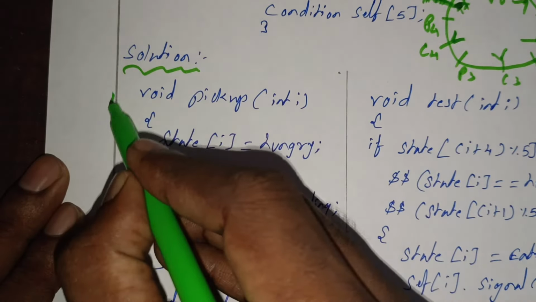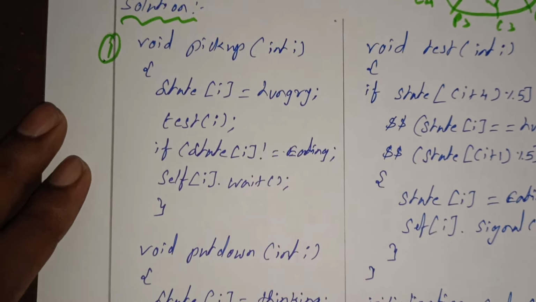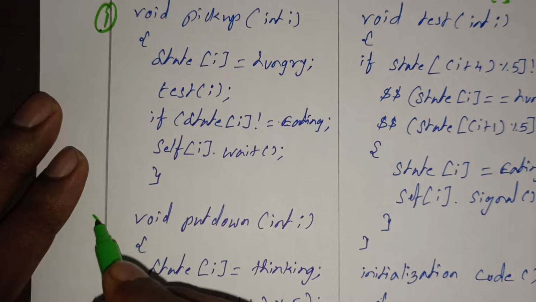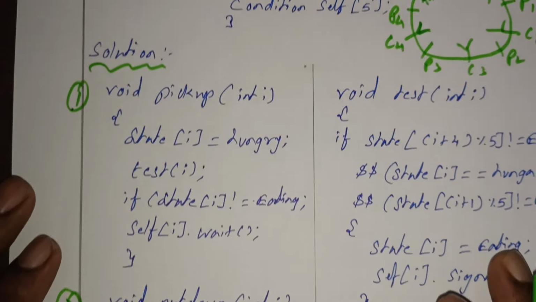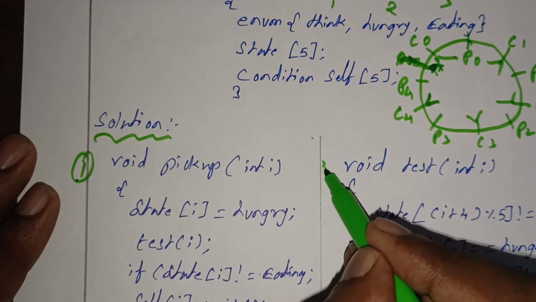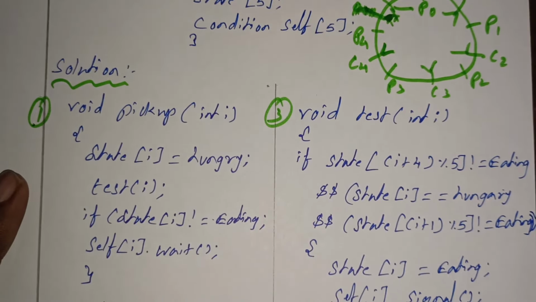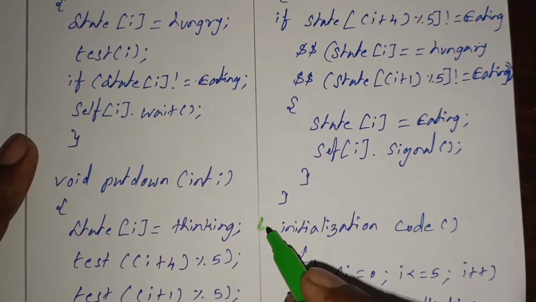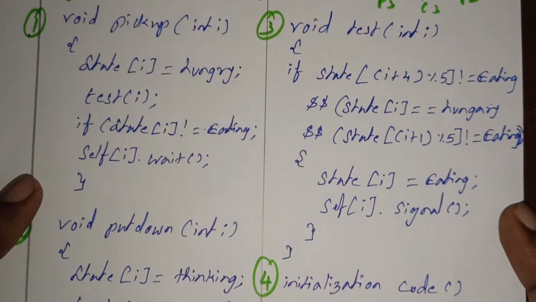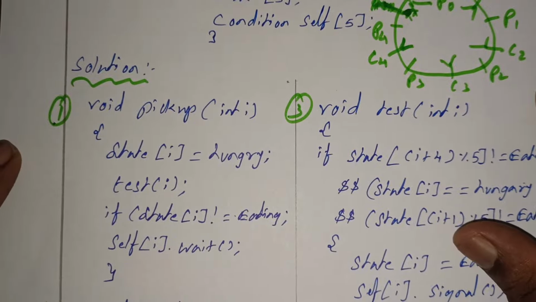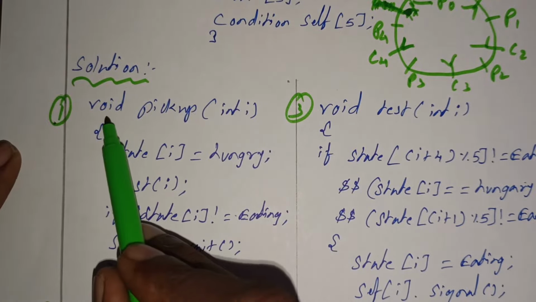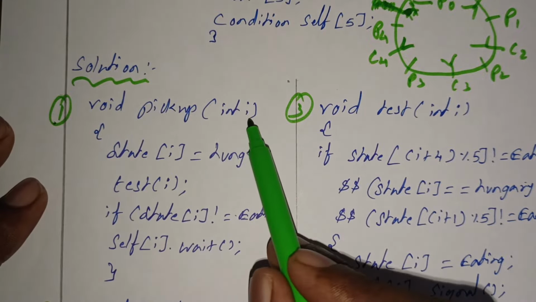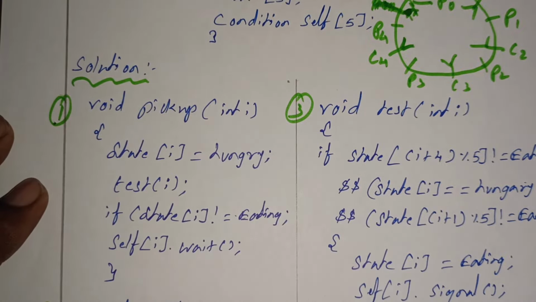Here I have divided this particular algorithm into 5 parts. Number 1 is pickup, number 2 is put down, that is dropping, number 3 is to test whether the chopsticks are available or not, and number 4 is for initialization of the code. Let's check how this solution works. Now listen, why pickup int i? i will initially always start with philosopher number 0.